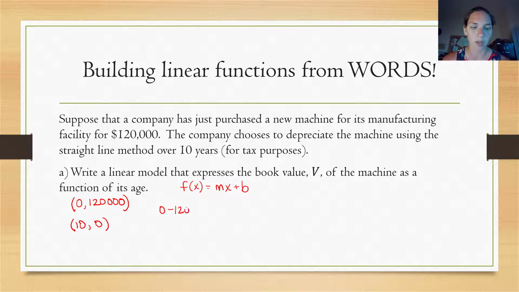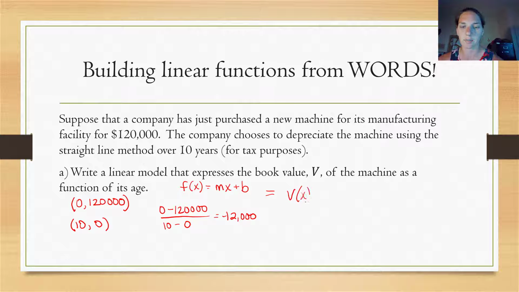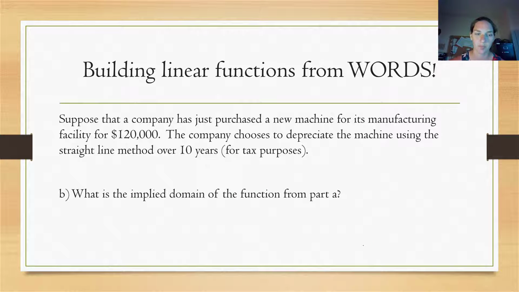y2 minus y1 over x2 minus x1. So the slope here is going to be negative 12,000. B is 120,000. So this becomes V of x equals negative 12,000 x plus 120,000. Okay, so V of x is this negative 12,000 x plus 120,000, the price over a certain number of years, yeah? What's the implied domain of that function?